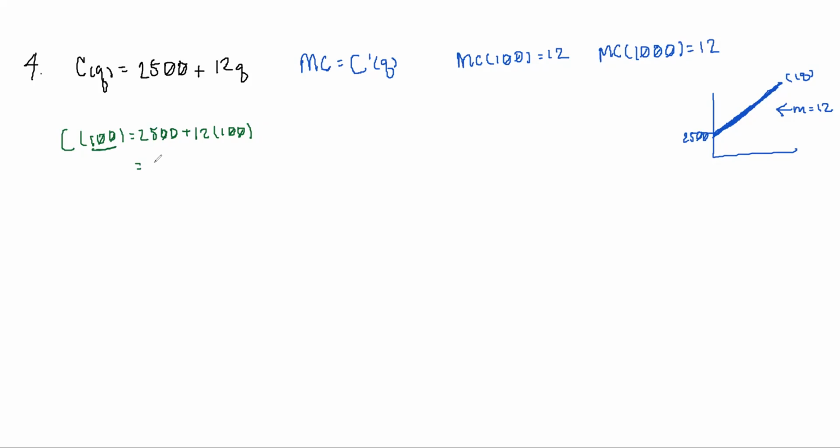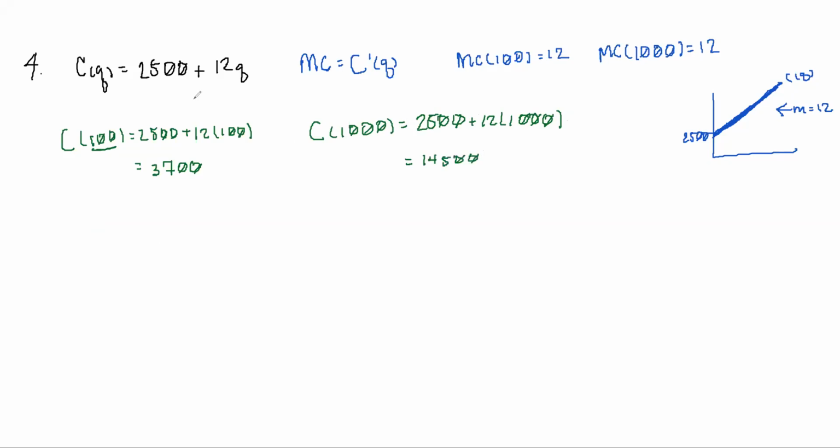So that would be 12 times 100, and then I'm also going to go ahead and find just the cost of having 1,000 items. So this is 2,500 plus 12 times 1,000. So that's 12,000 plus 2,500, which is 14,500.